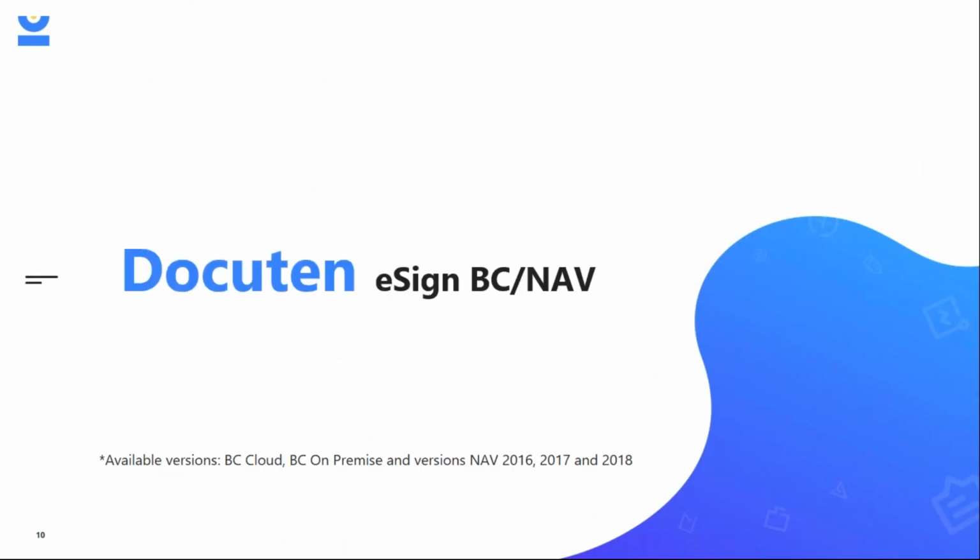I will briefly present both Docuten eSign for Business Central and NAV, and also Docuten eSign for Finance and AX. For Business Central and NAV, the versions we are supporting are aligned with Microsoft. We are supporting from version NAV 2016 onwards, and also Business Central on-premise and cloud. And for this last version, it is also available on app stores for download.